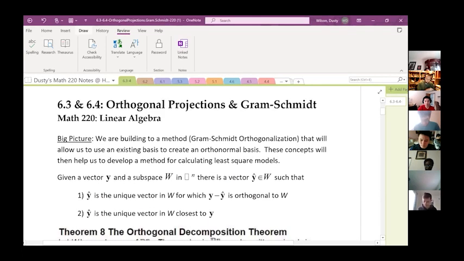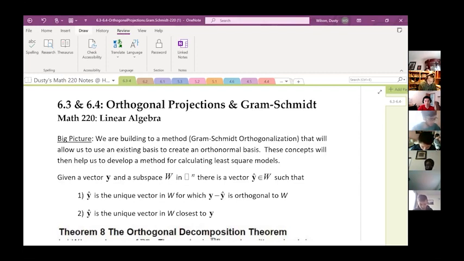The big picture is that we're building to the Gram-Schmidt orthogonalization method, that's going to allow us to use an existing basis. So you're given an existing basis, and then you're going to create an orthonormal basis. And remember, an orthonormal basis is a basis where all the vectors are perpendicular to each other and length 1. These concepts will help us to develop a method for calculating the least squares method.